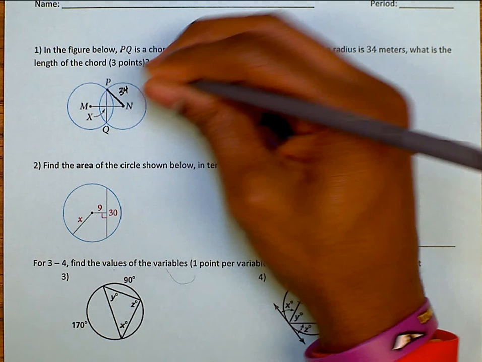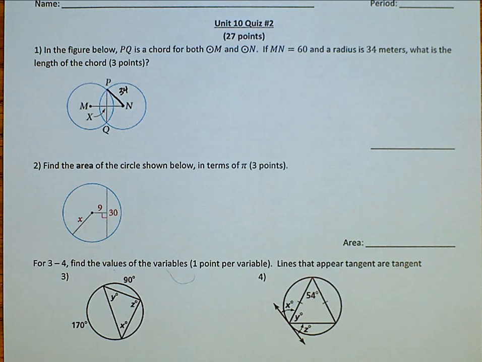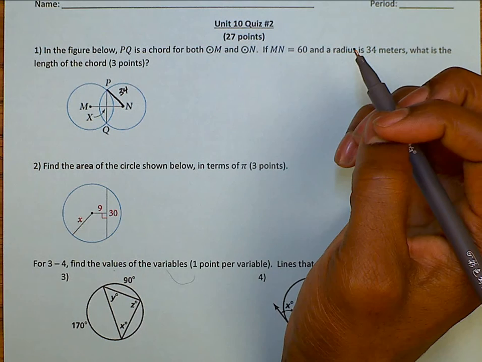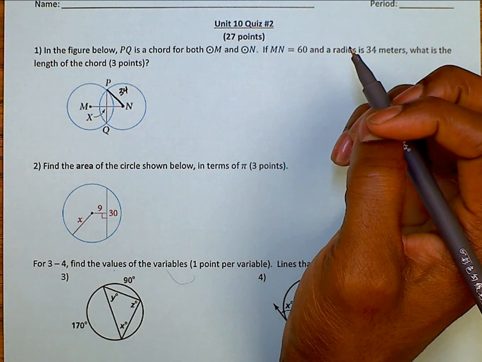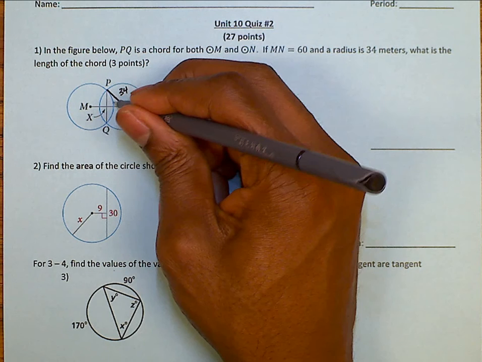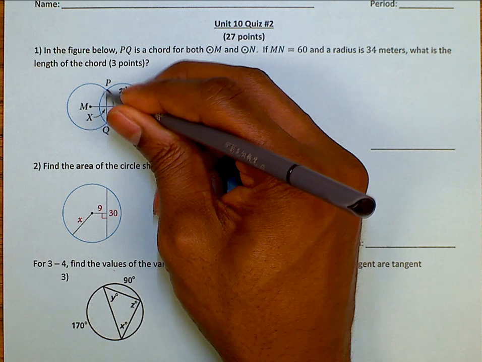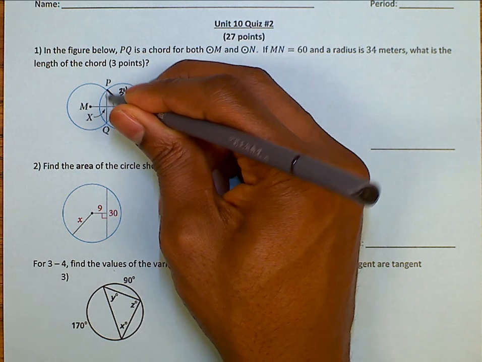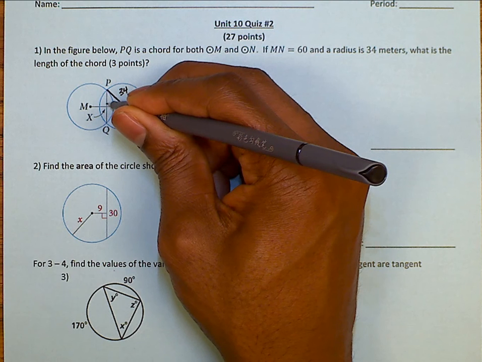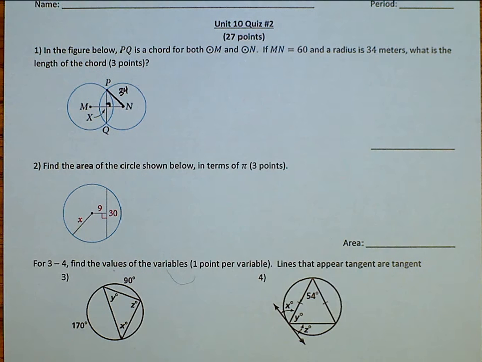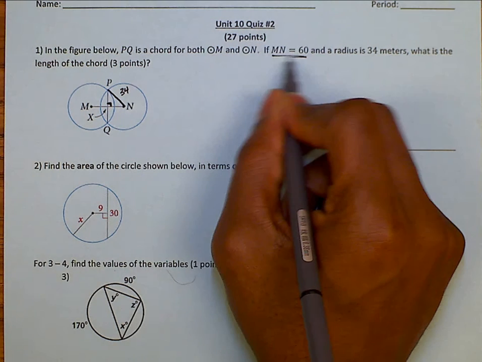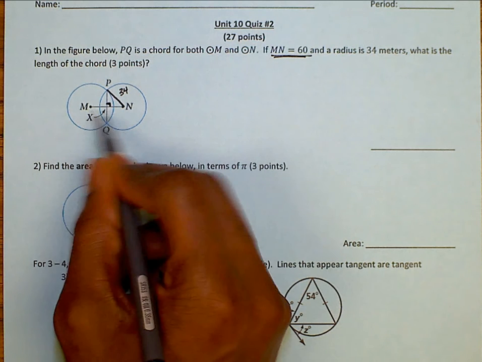As I'm looking through this, because this is the diameter, or radius, that goes through the chord, then I know it's perpendicular, so I know this is 90 degrees. The difficult thing with this is how to distribute this 60. They told us that MN is 60, but how much does this go?